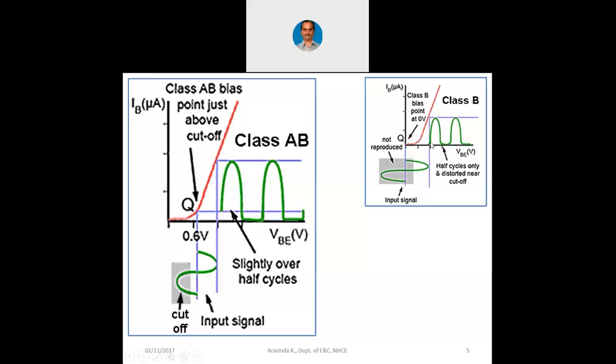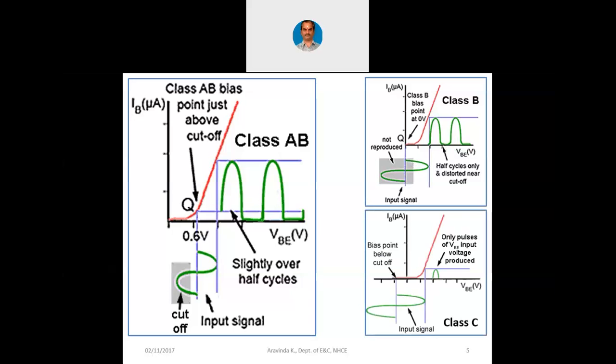If we have to make it exactly class B, we can give about 0.7 volts in the beginning itself. Instead of fixing it exactly at 0 volts, we can give a bias voltage to the base so that it will completely turn on at the positive cycle. It will remain off in the negative cycle. Now that is class B, half cycles only and distorted near cutoff. It is distorted near cutoff because here even that 0.7 volts is also not there. This is class B.